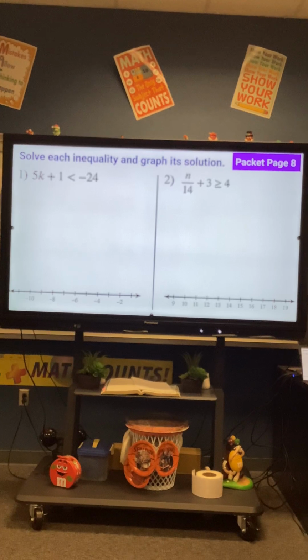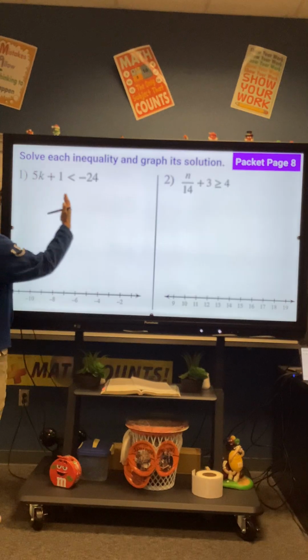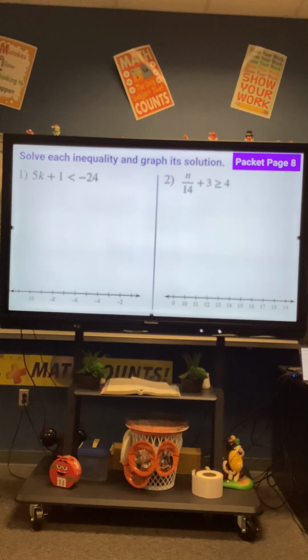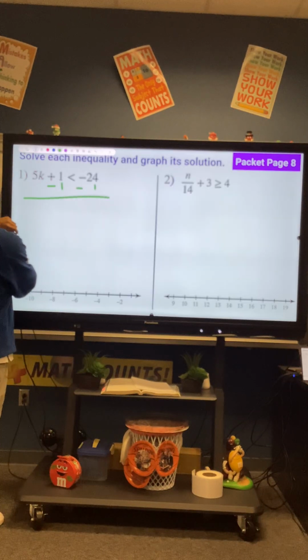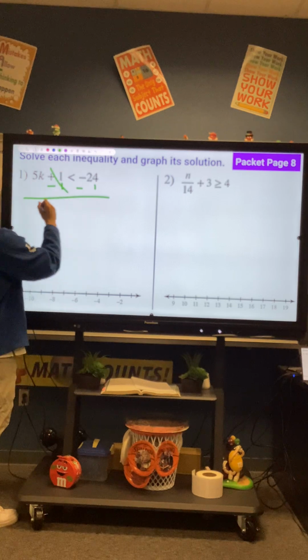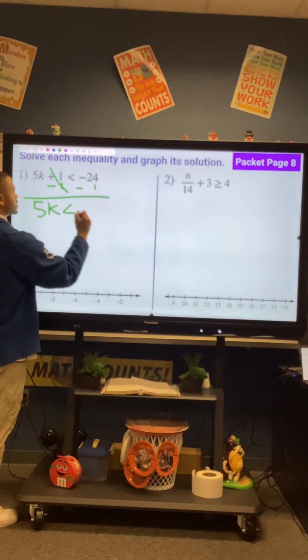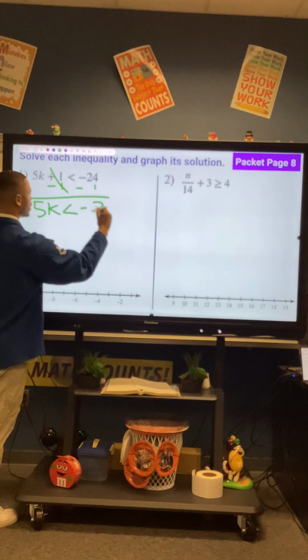Now I can start. In review, when I ask you to do anything, you haven't seen all semester, right? This is the same thing as if we were going through solving equations. It's just that now instead of an equal sign, we've given you an inequality sign. Okay? So I have my 5k plus 1 is less than negative 24. The first thing I'm going to want to do is subtract 1 from each side. Cross that out. That leaves me with my 5k is less than negative 24 minus 1 should give me a negative 25.